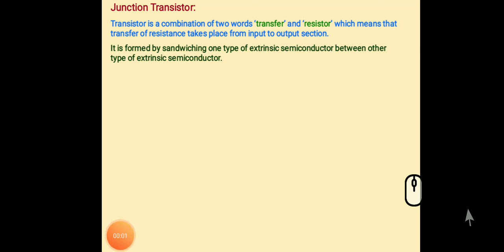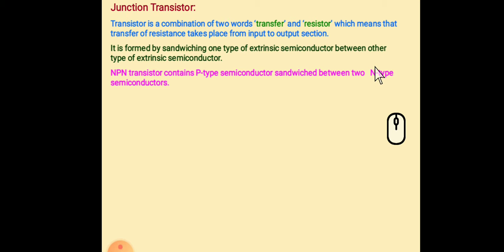Hello everyone. Today we will discuss junction transistor. Transistor is a combination of two words, transfer and resistor. That means current is transferred from the lower resistance to the higher resistance, that is from input to the output section. So transistor is formed by sandwiching one extrinsic semiconductor between other type of extrinsic semiconductor.